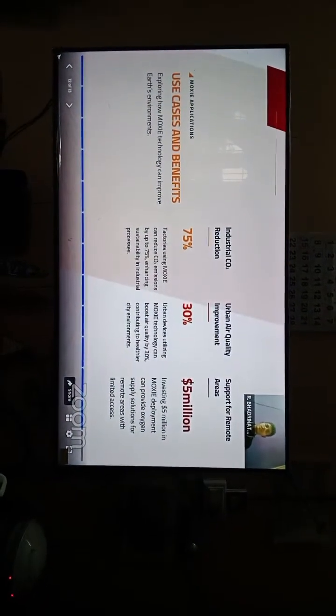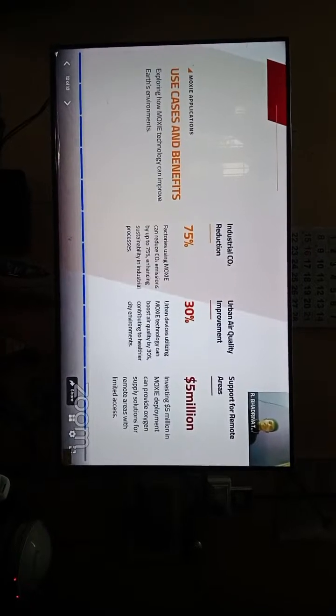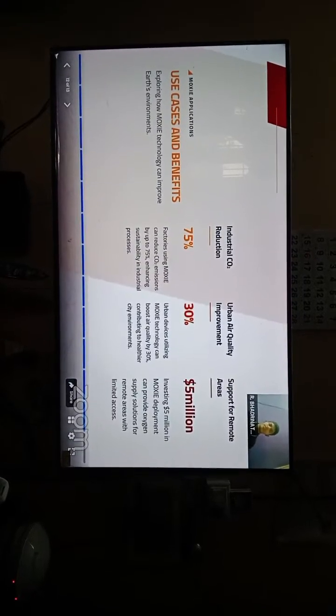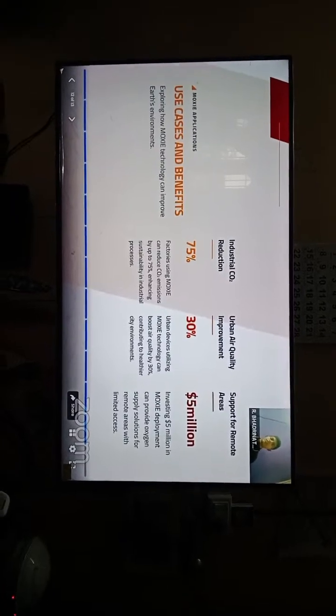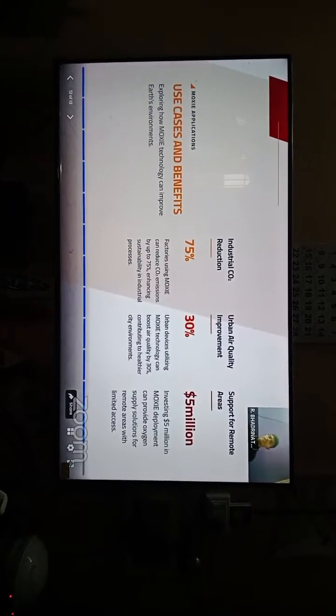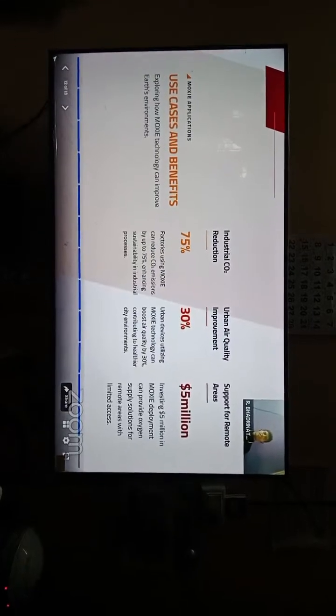The use cases and benefits: industrial fuel production, urban agriculture improvement purposes, with a low cost. We have some very low cost implementations in rural areas, changing the air and clean air.